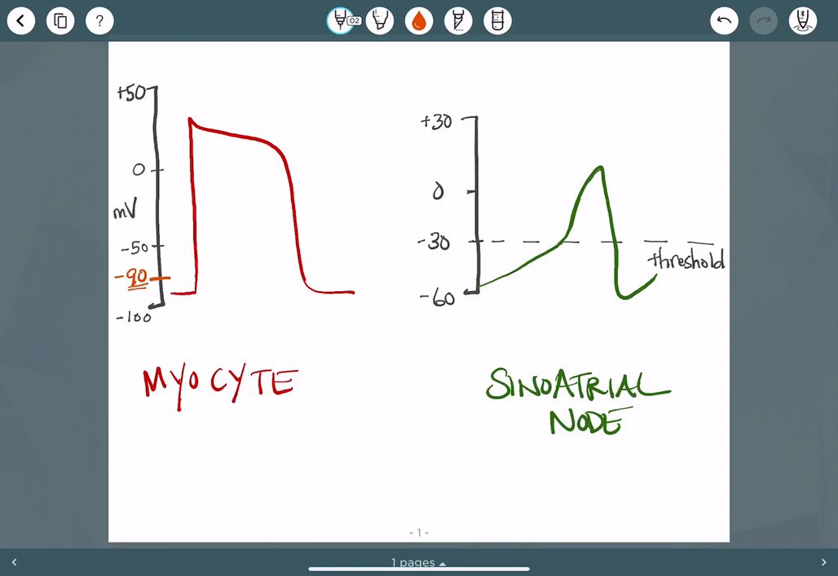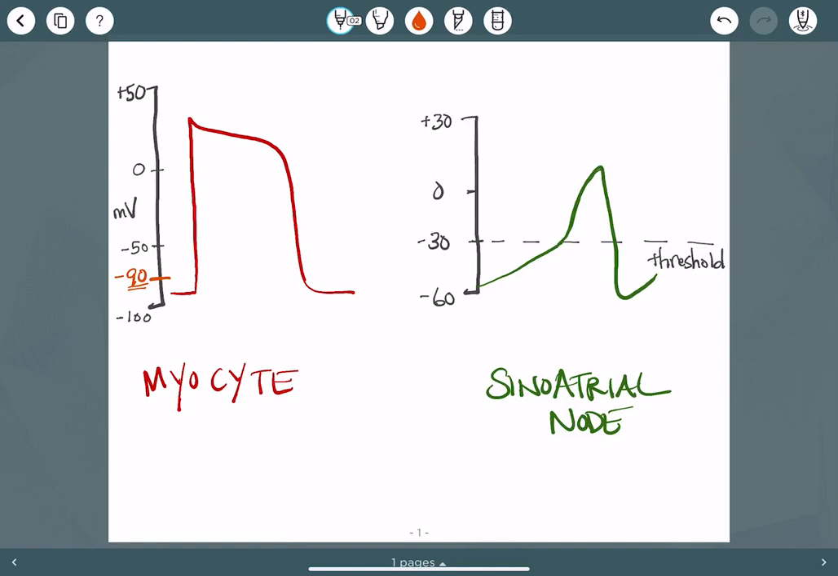The reason they have this negative number is there is a constant outward flow of potassium ions that leak out of the myocytes, and that helps keep them in that negative place. The reason a myocyte develops an action potential is because a neighboring cell, whether it's a myocyte or a pacemaker cell, has an action potential. If you remember, the cells in our heart are what we call a functional syncytium. There's gap junctions between the membranes.